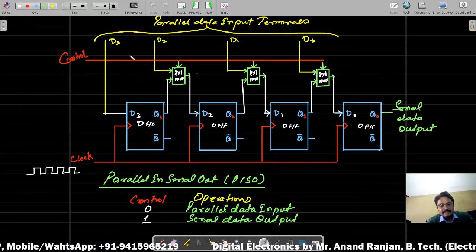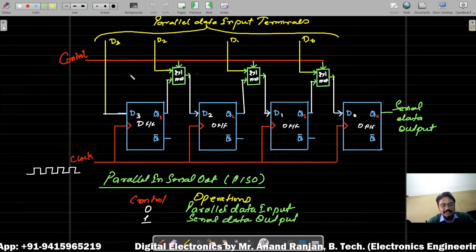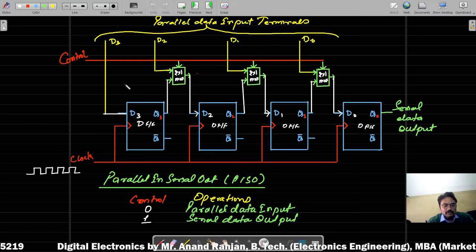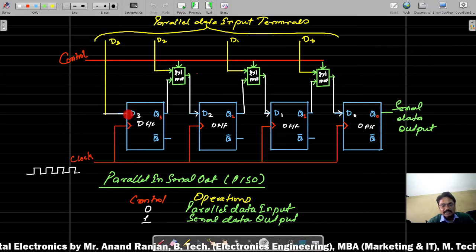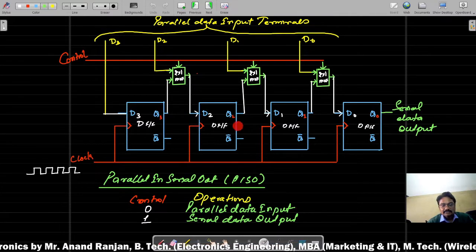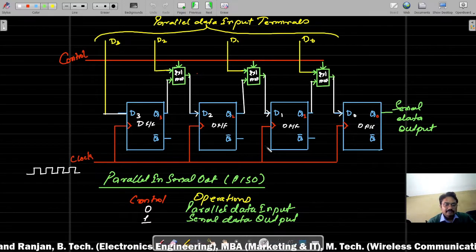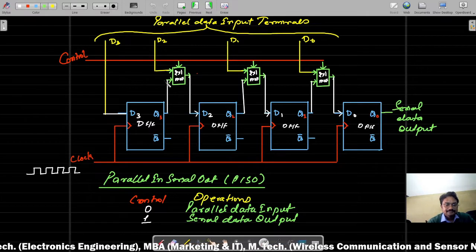Now, this is the case where we input the data in a parallel fashion and read the data in a serial fashion. To make this arrangement, again we take four D flip flops. These are the four D flip flops, and we provide one common clock pulse to all of them.